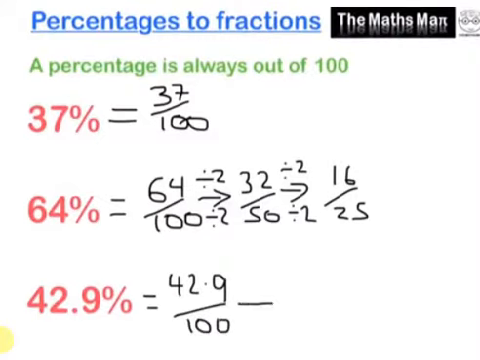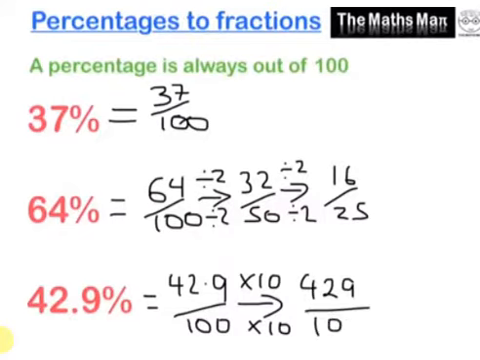So that is 42.9 over 100. You can see no fraction commonly has a decimal, so you should remove the decimal by multiplying by 10 equal to the number of decimal places. You get 429 over 1000.